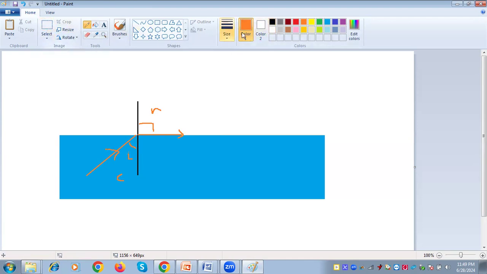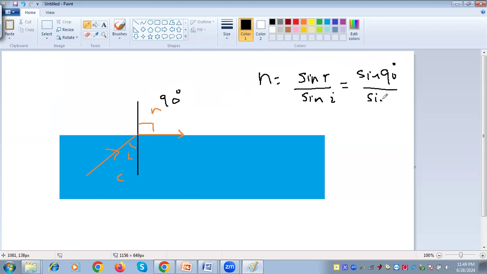Now we will make use of the formula when ray goes from denser to rarer medium. N equals sine R over sine I. Rarer to denser, sine I upon sine R. Denser to rarer, sine R upon sine I. Sine R here is sine, what is this angle? It's 90 degree with the normal. So sine 90 divided by sine I, which is critical angle. We can write C. Okay. So n equals sine 90 is 1 over sine C.